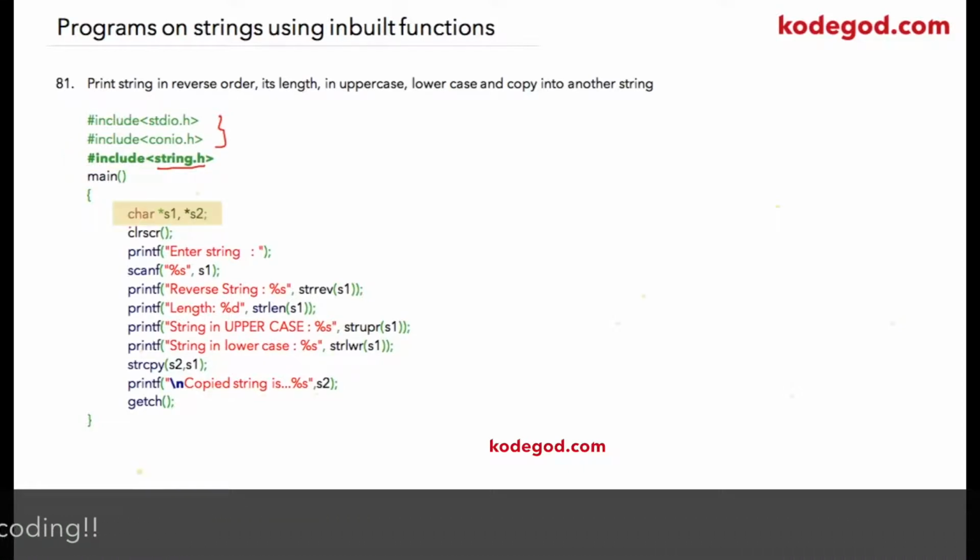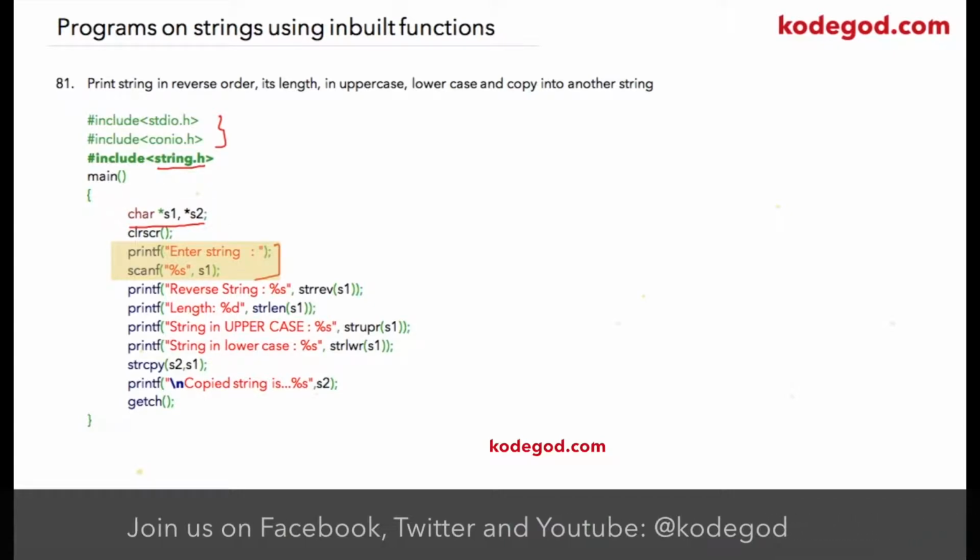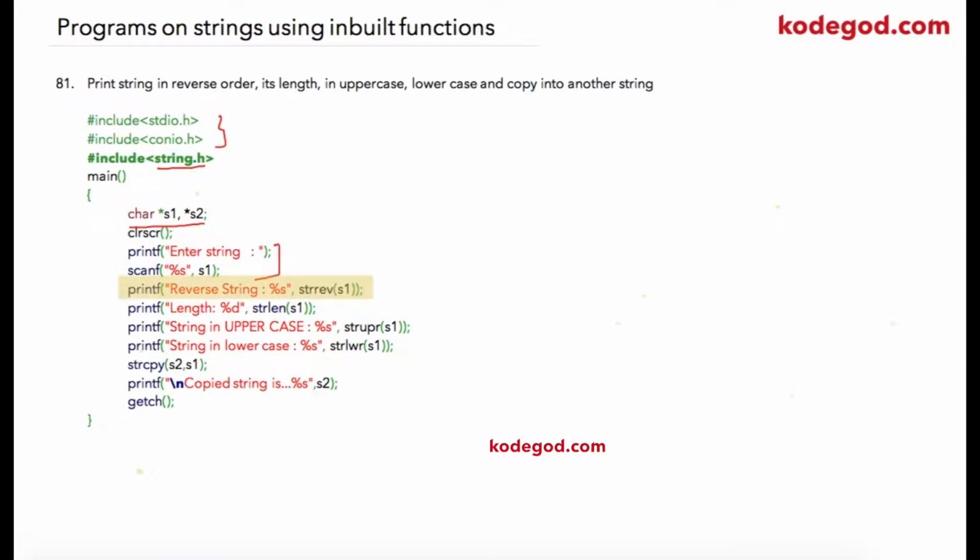And in the program, I am using two strings s1 and s2. So I'm asking user to enter string of his choice. Then in order to print reverse of the given string, I can use strrev as a function to which I'm passing the s1 as parameter. And on the next line, I'm printing the length, for which I'm using strlen, and to it I'm passing s1 as a string. In the next line, I'm printing uppercase and lowercase of the string using strupr and strlwr as functions. And finally, I'm using strcpy as function for copying s1 into s2. So s2 was not used till this point, but whatever the value that s1 holds now will be copied into s2. So after that, I am printing copied string is %s, and I'm printing s2 into it.